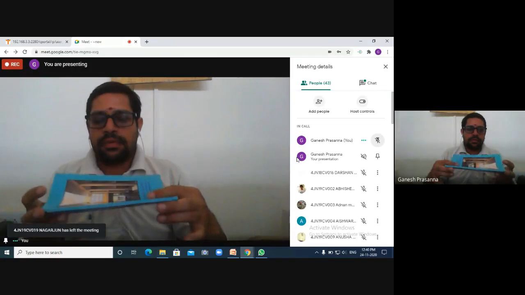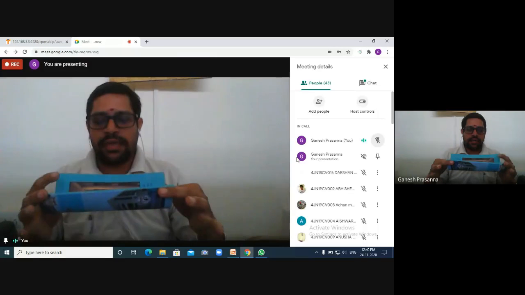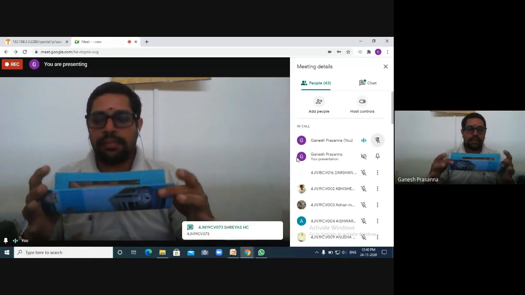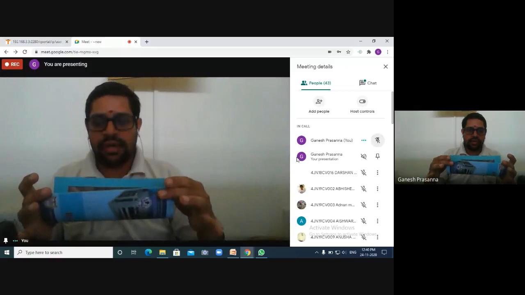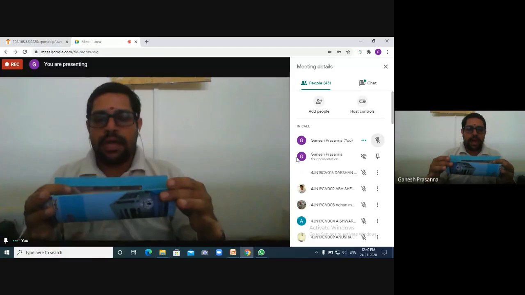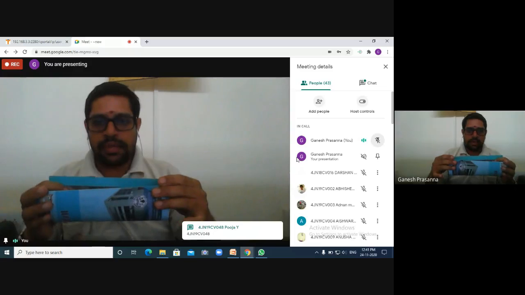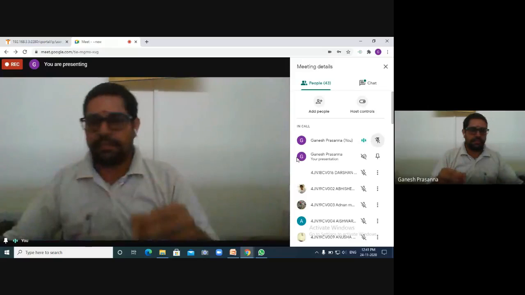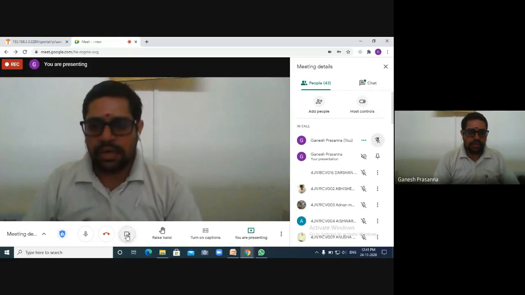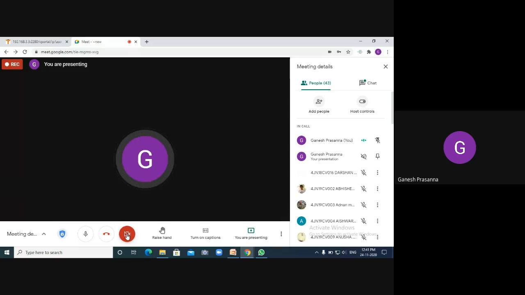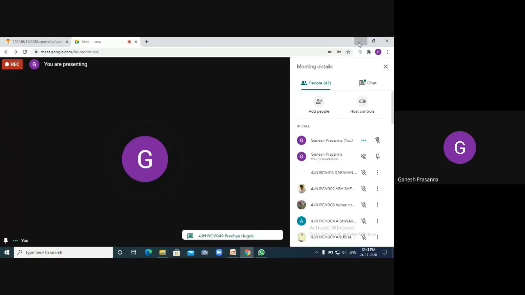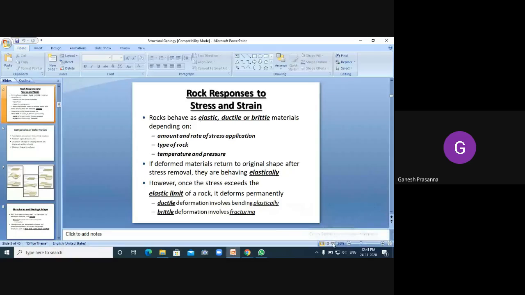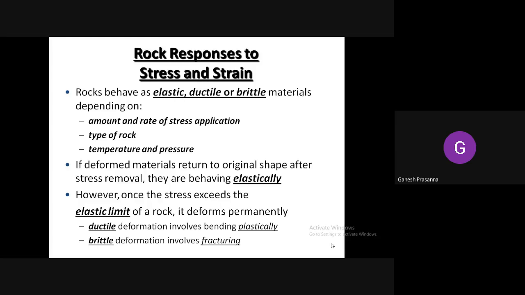If you apply the stress and after its removal the particle remains intact in this position itself, then it is called plastic deformation. After you apply the stress, if the particles break down, it is called brittle deformation. These are the three important ways by which you can see deformation of the particles. I hope you understood the deformations: elastic deformation, plastic deformation, and brittle deformation.